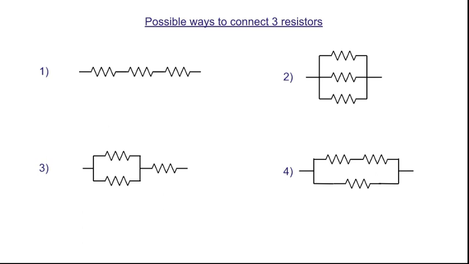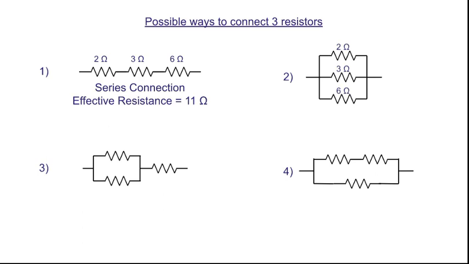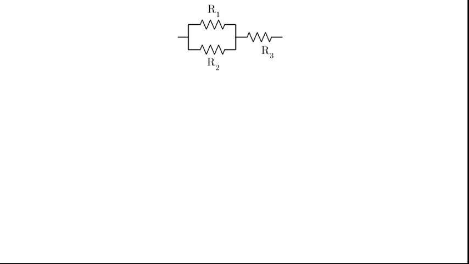Which one will be the answer to this question? Now you have already calculated this. In series connection, the effective resistance is 11 ohm, and in parallel connection, the effective resistance is 1 ohm. So 1 and 2 are not the answer required. So let us consider 3 and 4. Let us name the resistors in the third figure as R1, R2 and R3. What will be the effective resistance of this arrangement?